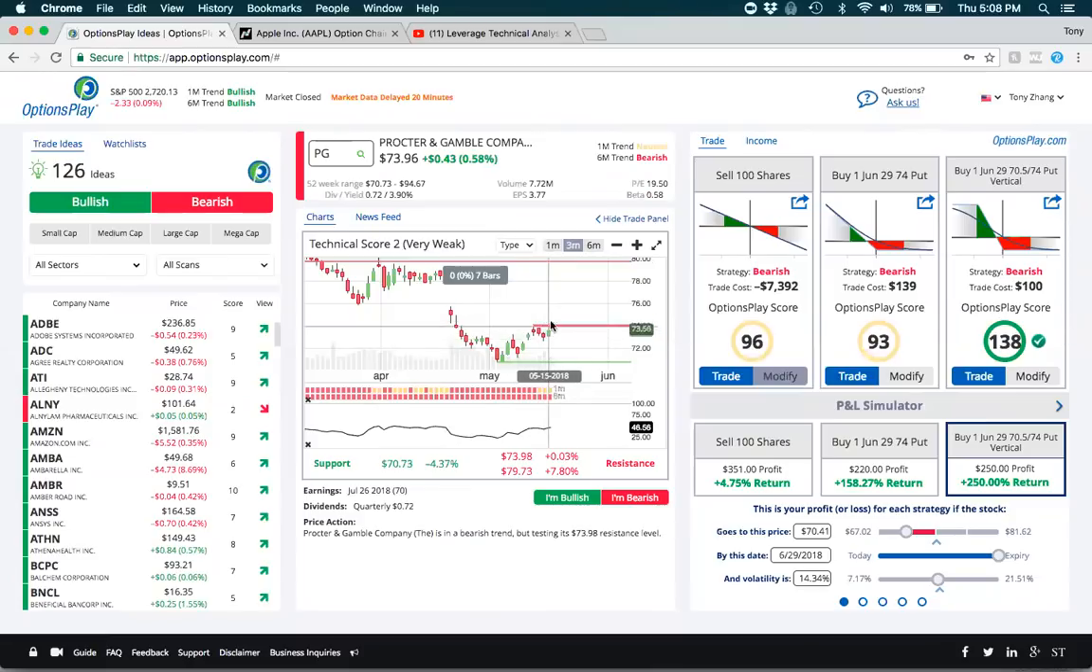However, if the stock does break above 74, then likely the 1-month trend will turn bullish and the 6-month trend will turn neutral. If that's the case and it breaks above 74, that's when I would consider our trade is wrong and we would get out of that trade. Great question.